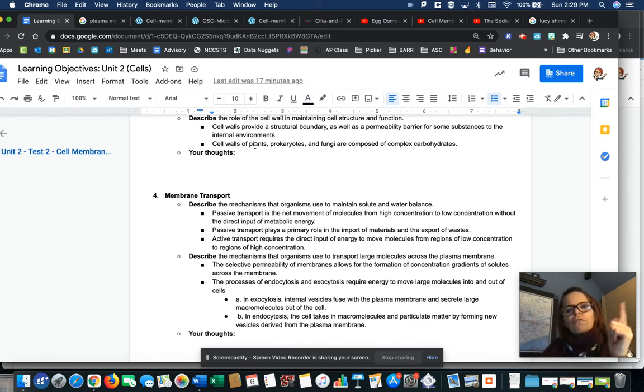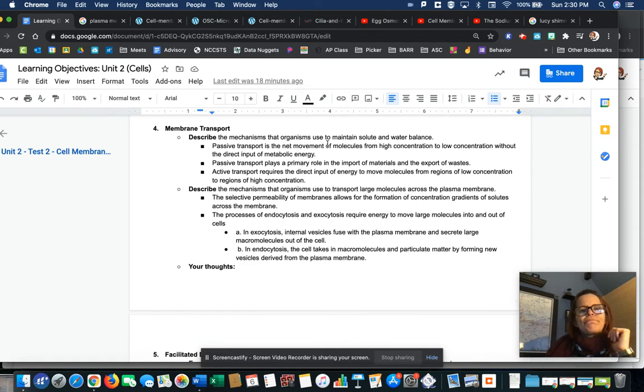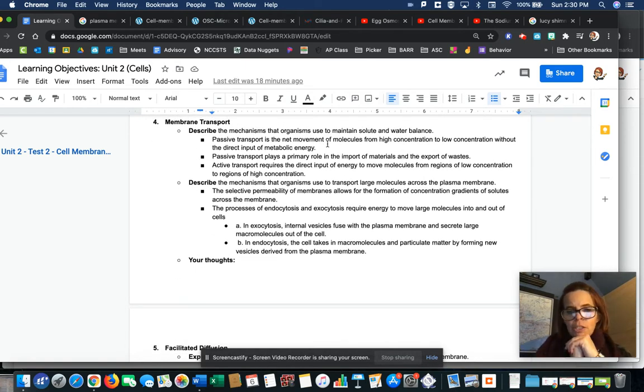And then the cell walls of plants, prokaryotes, and fungi are made of complex carbohydrates. Cell walls of plants are made of cellulose. Prokaryotes have a complex carbohydrate called peptidoglycan. Don't be freaked out by the word. You've heard it. You don't need to memorize it, but that's the word. And then fungi, like mushrooms, have a cell wall, but it's made of a carbohydrate that's called chitin. It's spelled chitin.